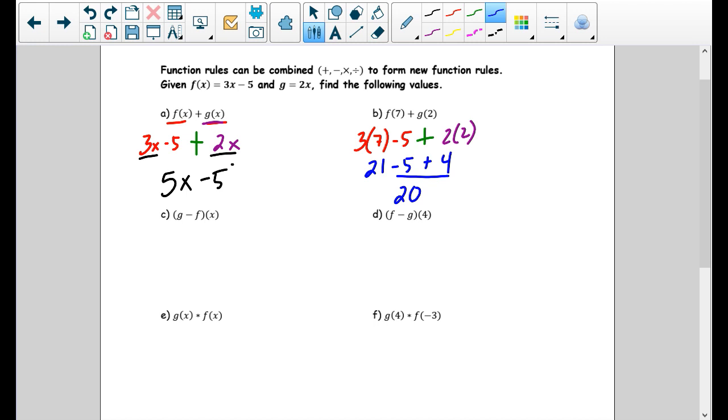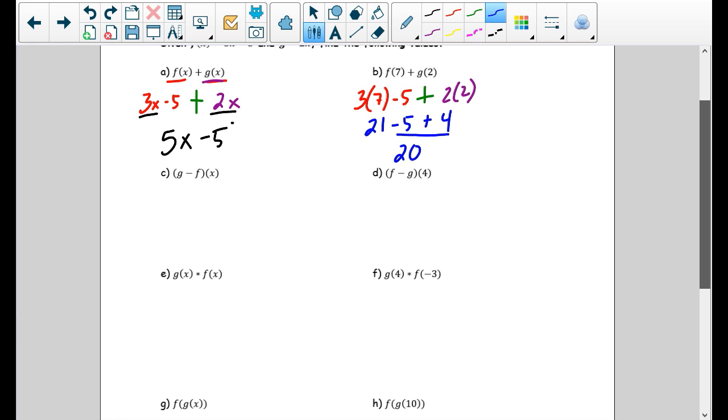So they can also write it like in letter C. So this could be addition as well. Okay, so you can write subtraction like this. And you can also write addition like here in C. So here I have g minus f of x. It's the same thing. Okay.